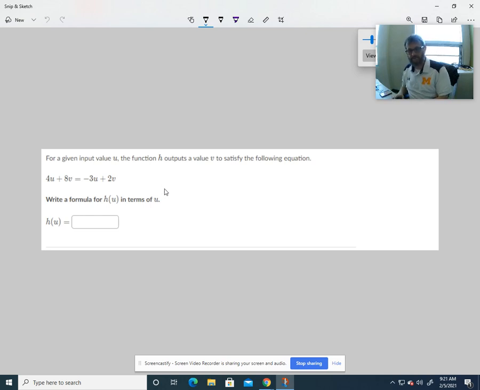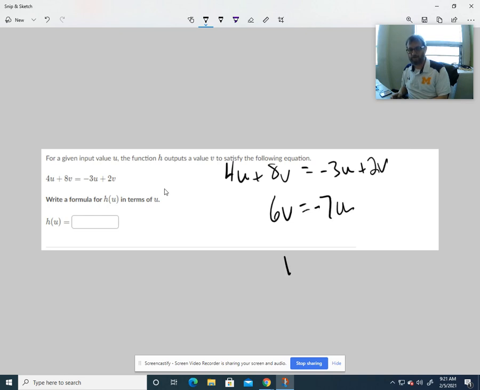So the point of this thing is, you start with 4u plus 8v equals negative 3u plus 2v. We want the v's over here and the u's over here. So that's 6v, because I subtract 2v from both sides. And I'm going to subtract u, negative 7u. So v is negative 7/6 of u.